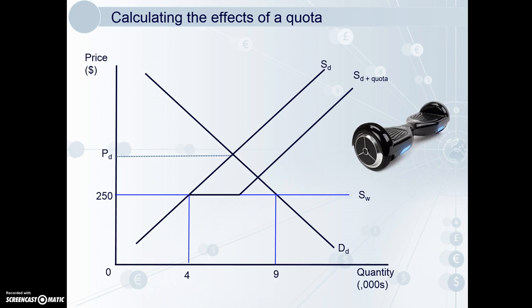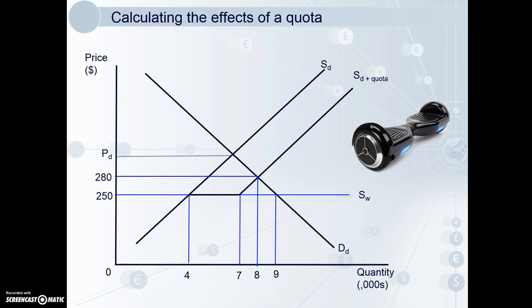We can see that the domestic industry can make 4,000 and 3,000 can be imported. But this leaves a shortage of 2,000 hoverboards, as 9,000 boards are demanded at this price of $250. So this shortage enacts the price mechanism. It forces the price to rise until a new equilibrium is reached at $280 and 8,000 boards.